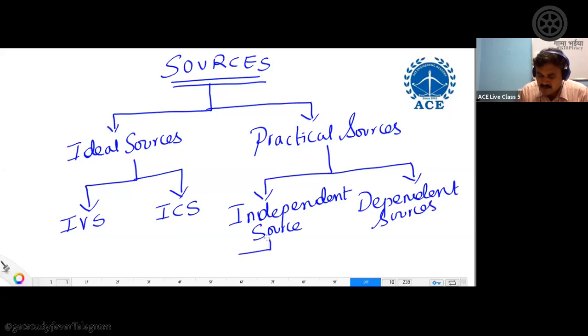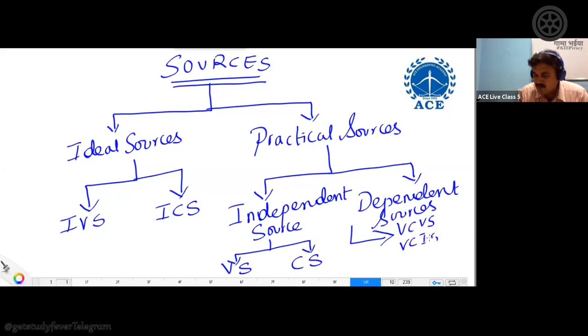Again under independent sources, we have voltage source and current source. And dependent sources, we have 4 categories: voltage controlled voltage source, voltage controlled current source, current controlled voltage source, and current controlled current source. These are the 4 dependent sources. So throughout our networks, we will come across different types of questions with these types of sources. Except these, no more sources are there in the circuit. Only these types of sources are present in the circuit.